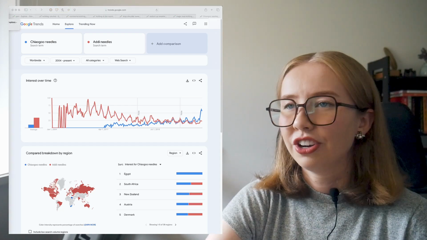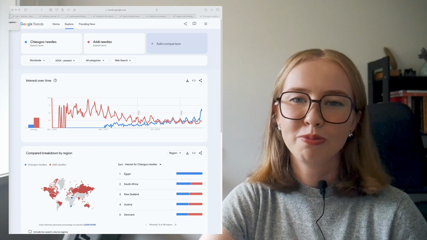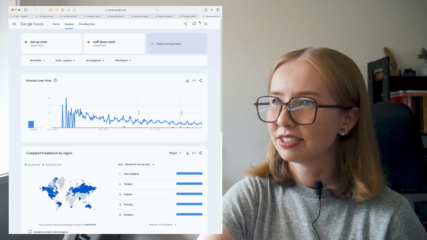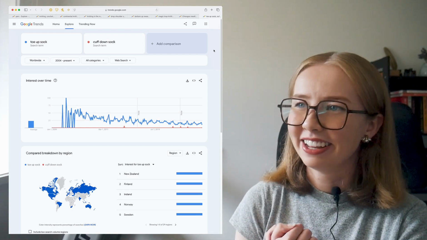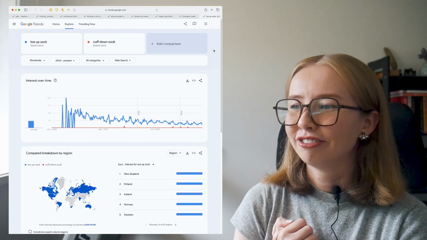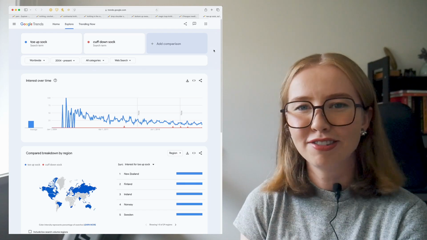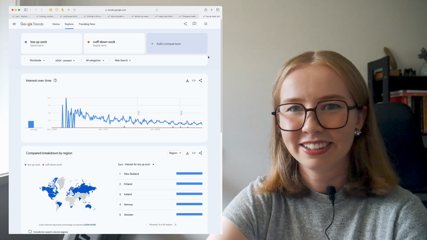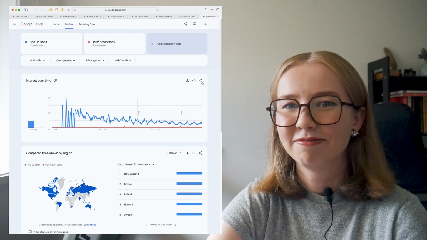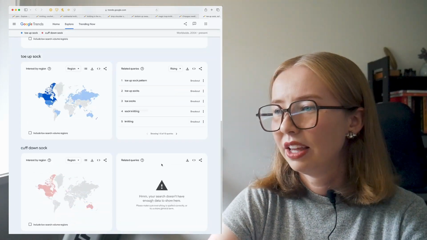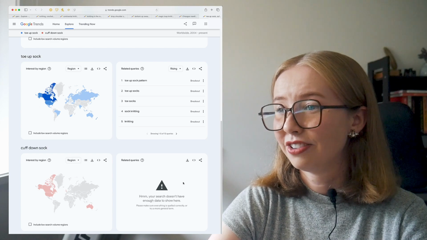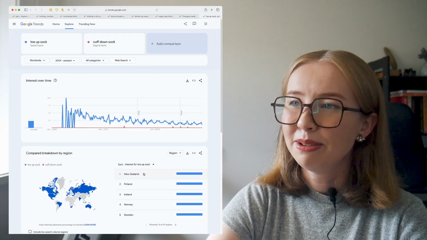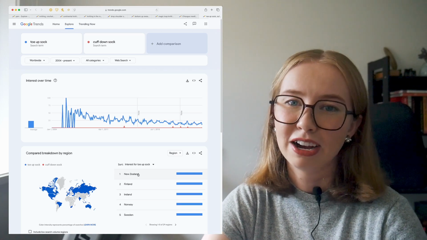Now let's look at sock constructions. So the two major sock constructions, of course, are toe-up socks and cuff-down socks. I gave it a chance, but the cuff-down sock really doesn't get any searches. There's no other way I could think of to phrase this, to see if there was any interest in this term. There isn't even enough data to show me any sort of related queries. So it seems that nobody's searching for a cuff down sock.